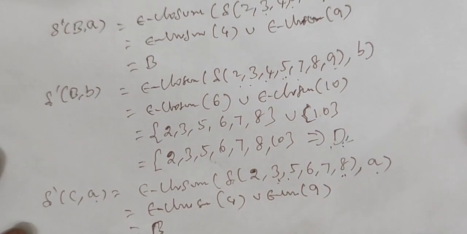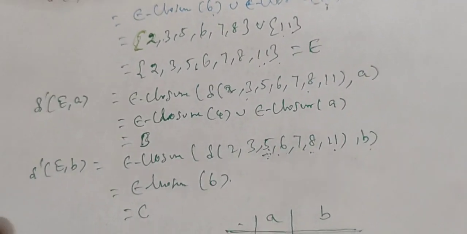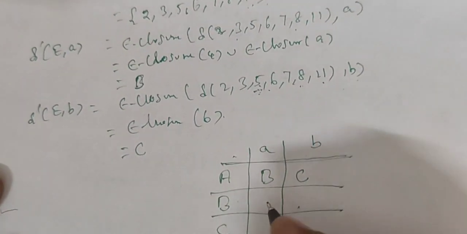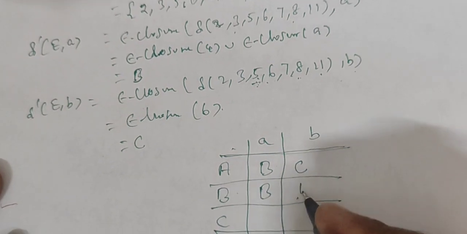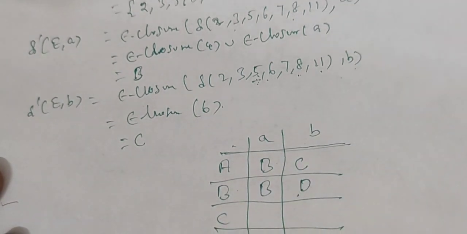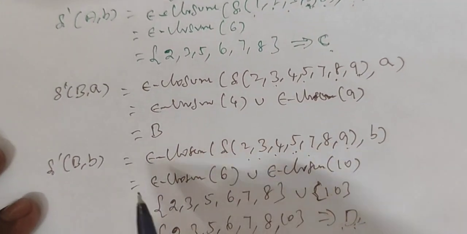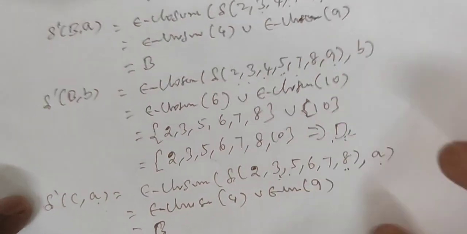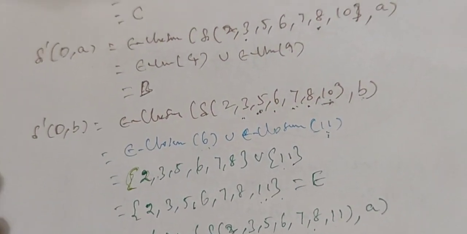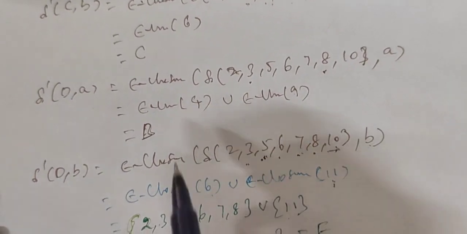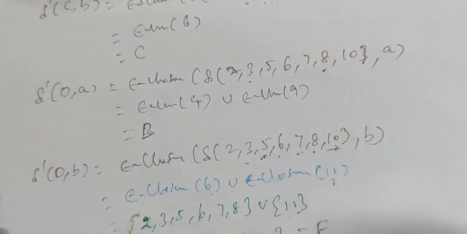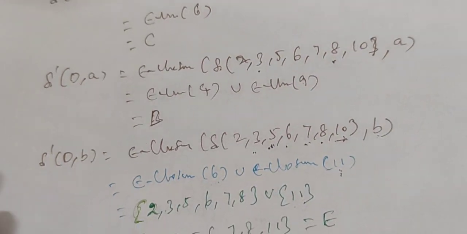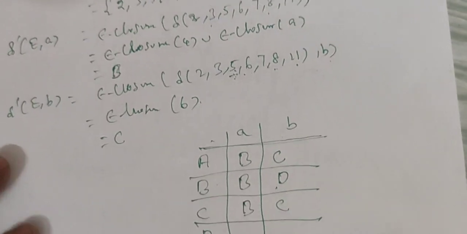So B comma A gives me B, and B comma B gives me D. Now we will go for delta dash of C comma A. Delta dash of C comma A gives me the answer B, and C comma B gives me the answer C. So again we will write B and C.